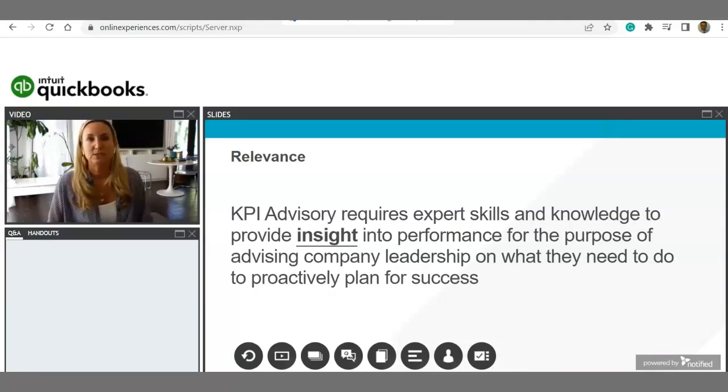So this work we do, the work of KPI advisory, is very valuable to businesses. I want you to hear that. It requires skills and knowledge in order to provide that insight into how the company's doing. And the purpose of it is to advise the company leadership, your client's executive leadership team, on what they need to do so that they can be successful. And that's very valuable.